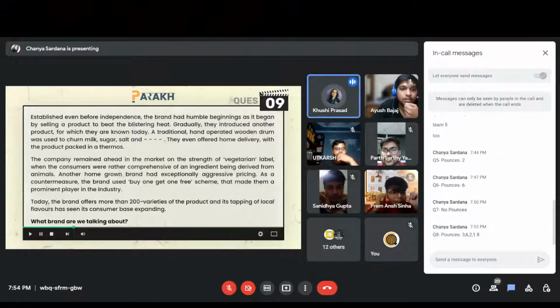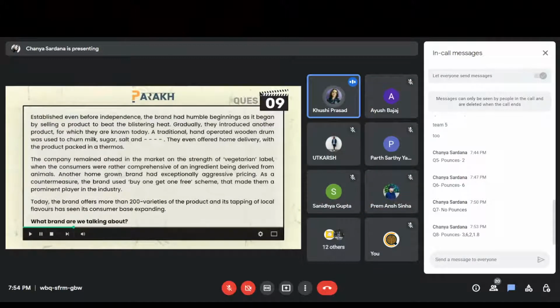Established even before independence, the brand had humble beginnings as it began by selling a product to beat the blistering heat. Gradually, they grew into another product for which they are known today. A traditional, hand-operated wooden drum was used to churn milk, sugar, salt, and ice. They even offered home delivery with the product packed in a thermos. The company remained ahead in the market on the strength of the vegetarian label when the consumers were rather apprehensive of an ingredient being derived from animals.